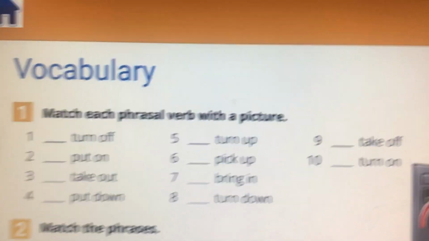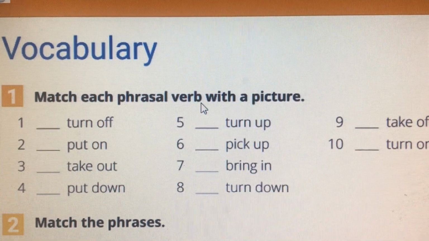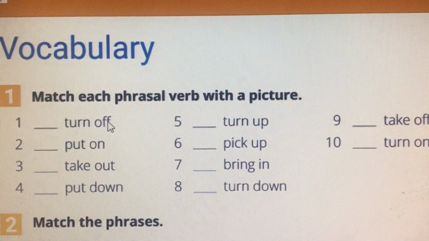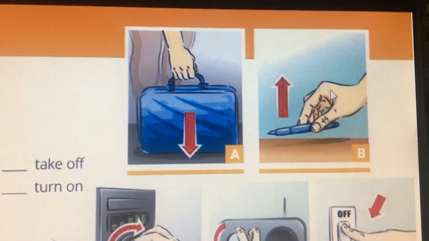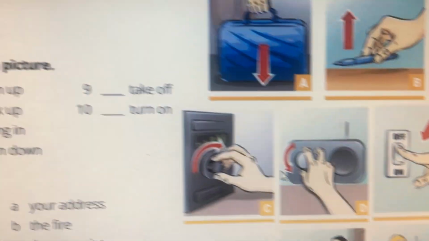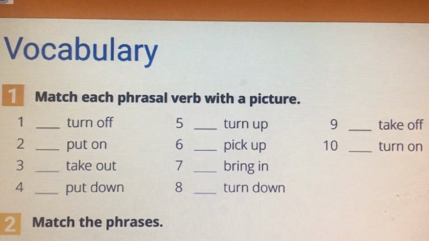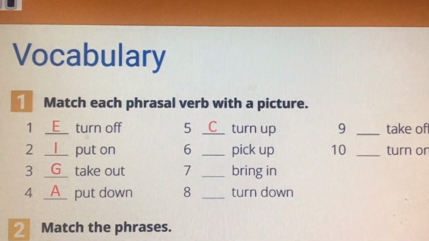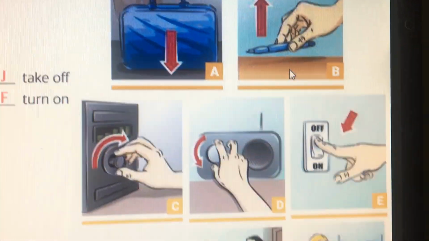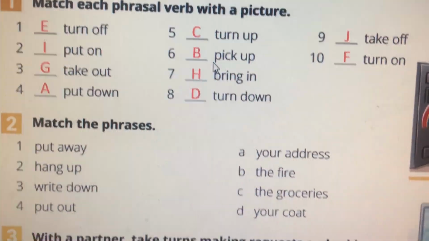and vocabulary. And today we're going to learn about phrasal verbs. A phrasal verb means it has 2 words. Turn off, put on, bring in. So look at the picture. Look at the pictures and match the phrasal verbs. You can turn off your video or stop your video. Do the work. Okay, let's look at the answer. Turn on is E. So we look at picture E, turning on. Okay. Match the phrases.